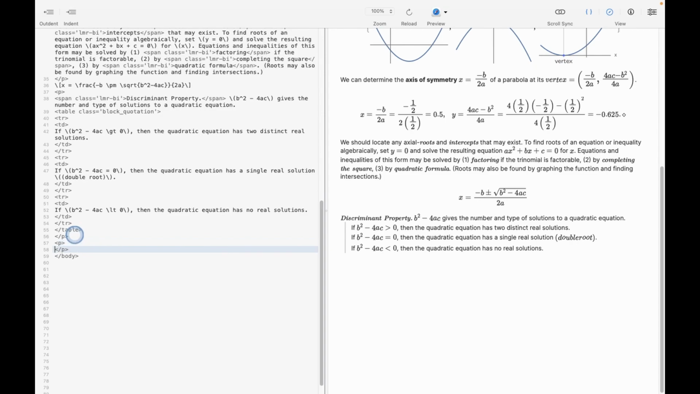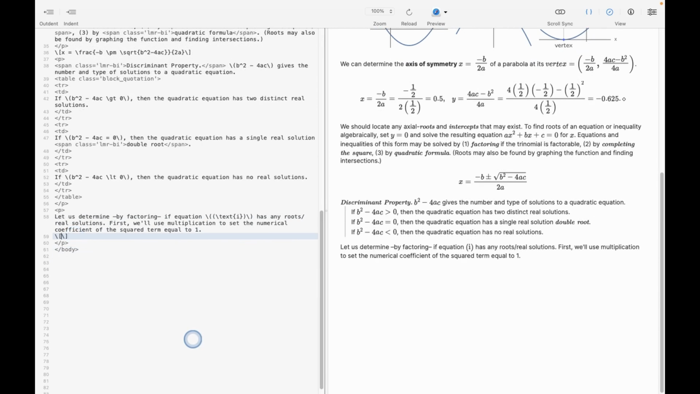So let's determine by factoring if equation 1, Roman numeral 1, has any roots or real solutions. First, we'll use multiplication to set the numerical coefficient of the squared term equal to 1, as follows.